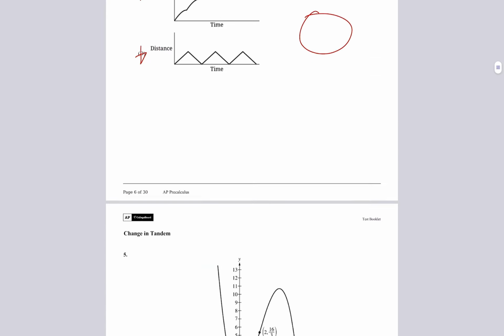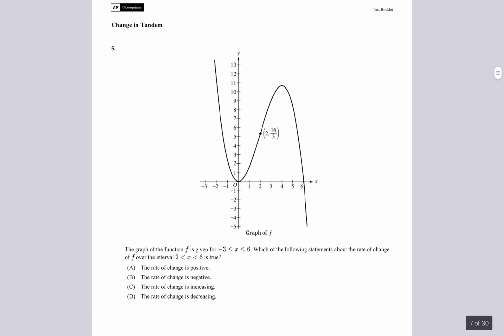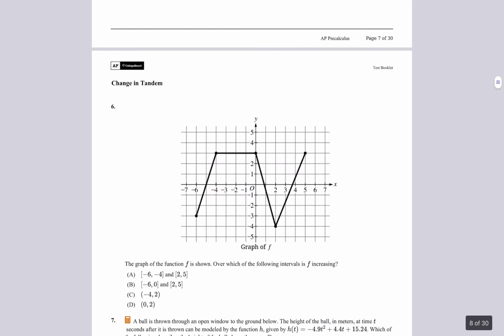Okay, moving on to the next question. Question number 5, the graph of the function f is given for -3 to 6. Which of the following statements about the rate of change of f over the interval 2 to 6 is true? Well, just by looking at it, before I look at the answer choices, from 2 to 6, the graph has a concavity that's facing downwards, which means that the rate of change is in fact decreasing, so it's option D, and that is it.